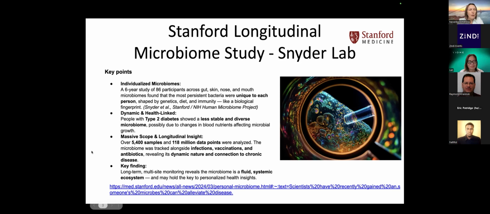And then what is important is that one of the focal points was people with type 2 diabetes. They showed a less stable and diverse microbiome. And it's important to note that here, in this massive data set from the microbiome point of view, and data that's in the public domain, there are actually 5,400 samples, and that means something like 118 million data points that were analyzed and that you have at your fingertips to analyze. The key finding was that the long-term multi-site monitoring revealed that the microbiome is actually a fluid and systemic ecosystem.